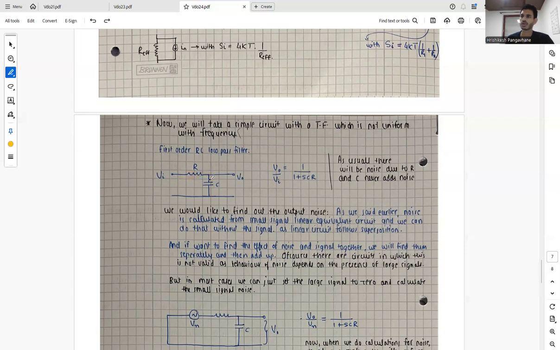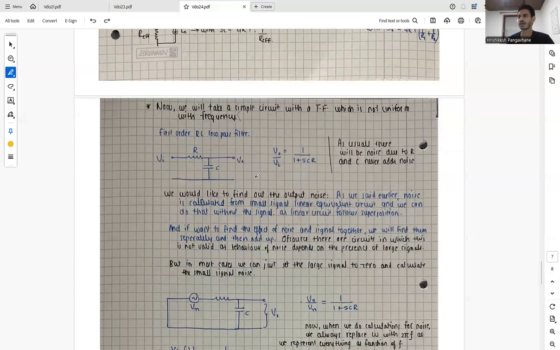But we have the noise due to R, and we would like to find out the output noise. As we said earlier, noise is calculated from the small signal linear equivalent circuit, and we can do that without the input signal or a large signal, as a linear circuit follows superposition. So if we want to find the effect of noise and the large signal together, we will find them separately and then add up. Of course, there are circuits where this way is not valid, as the behavior of noise totally depends on the presence of large signals.